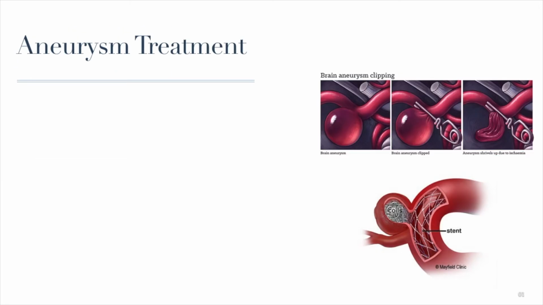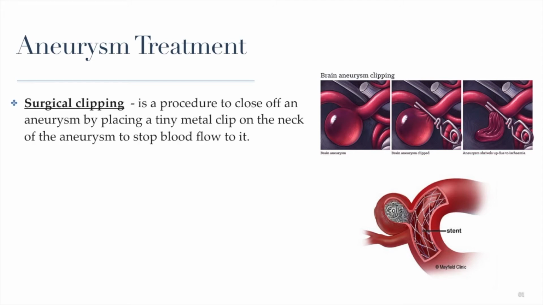So now let's talk about surgery that would treat aneurysm. And so there are two common treatment options for brain aneurysm. The first one includes surgery, and the second one is a non-surgical approach. So the surgical approach is called surgical clipping, and it is a dangerous surgery. It is basically open brain surgery.